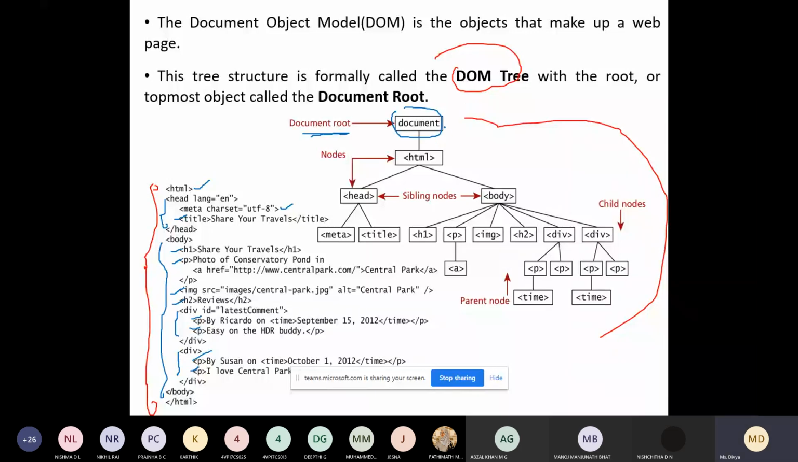So the first node is called the root node, the document root, and then we start with HTML. In HTML there are two parts, one is the head part, another is the body part. If you see here, they are at the same level, so they are called sibling nodes. Whatever you see in the square brackets are all called nodes. These are at the same level, and these are also at the same level. They are all siblings.